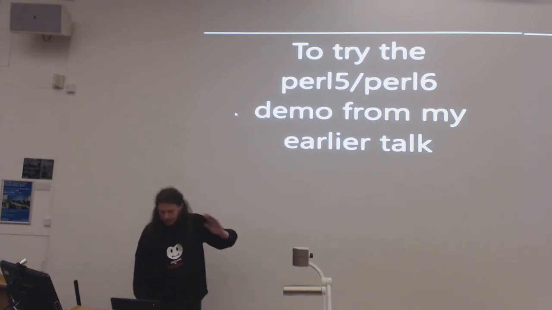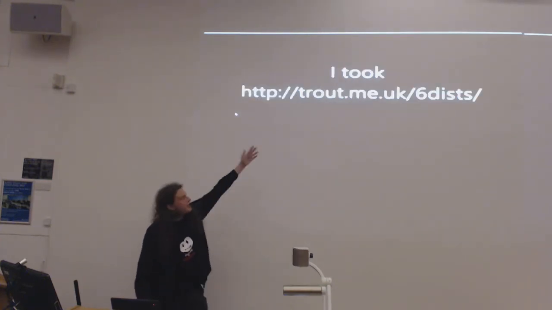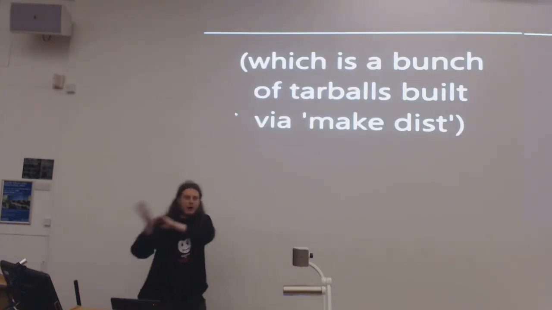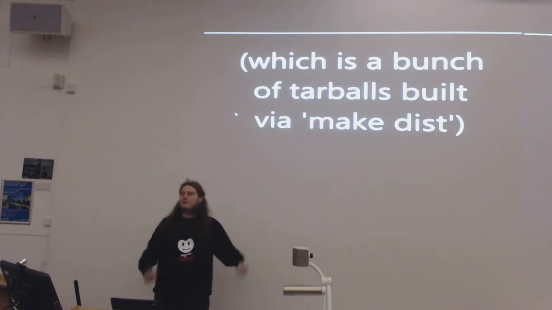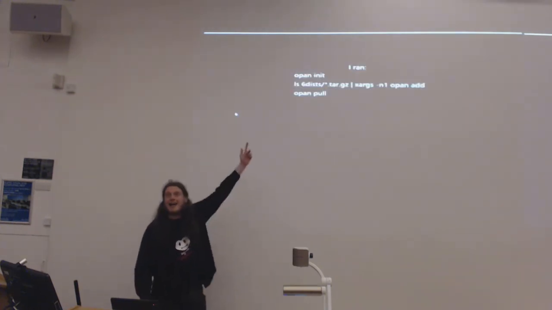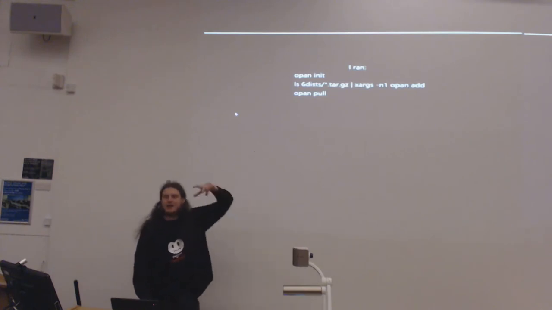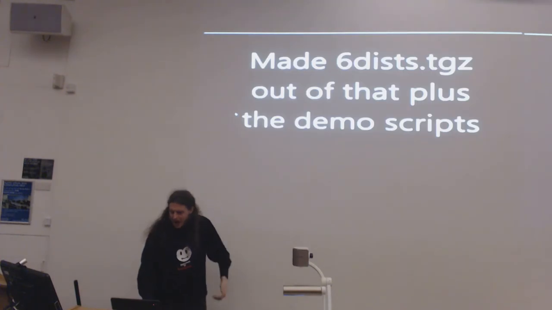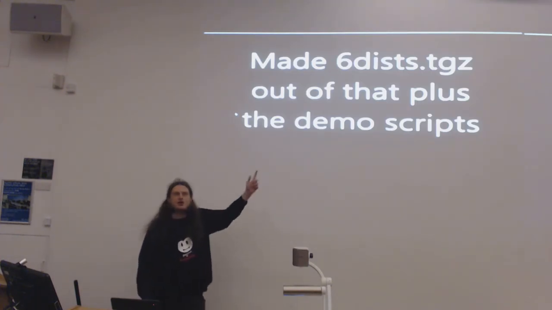So as an example, to try the Perl 5, Perl 6 demo from my earlier talk, and this is just an example, I took that directory, which is basically a bunch of tarballs built by a make dist. When I get a new customer, I go across all of their repositories, write a tiny for loop in shell that does perl Makefile.PL, make dist on all of them. So I grab all of those tarballs, do an opan init, xargs opan add, and a pull. And now I have a complete opan setup with all of those DarkPAN dists in. So 6dist.tgz on my site is that plus the demo script.